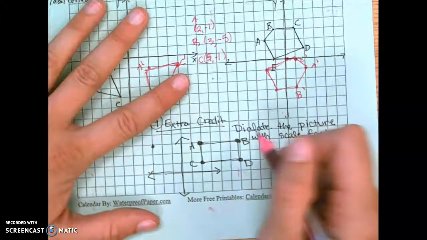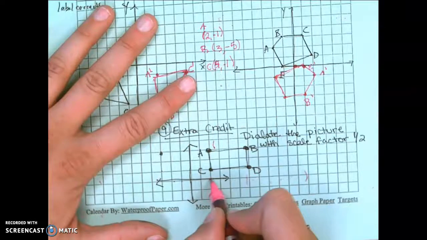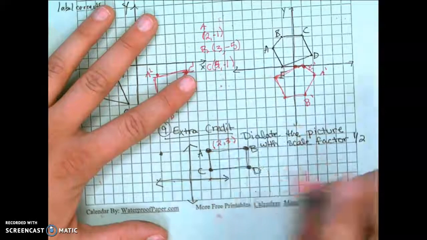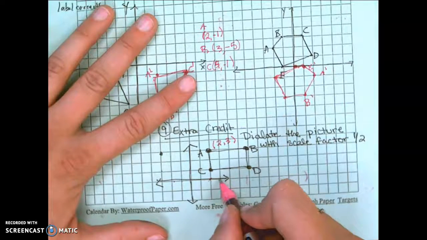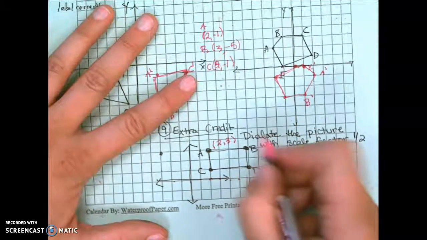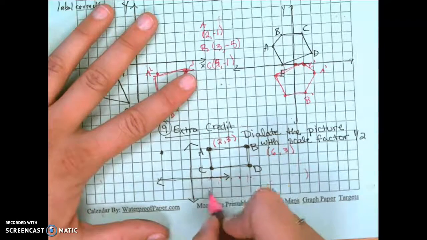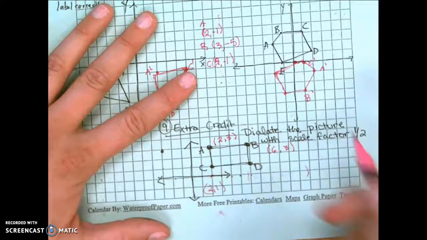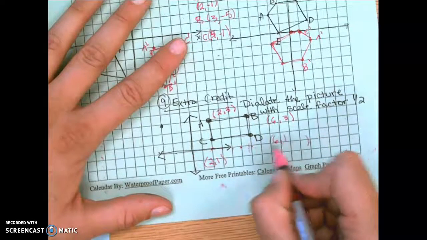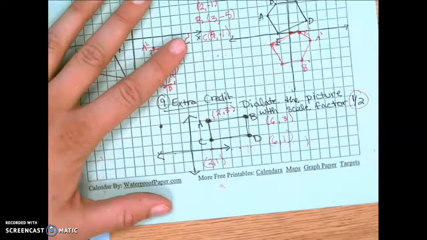So, first things first, I gotta label all my points. So A is at 2, 3. B is at 6, 3. C is at 2, 1. And D is at 6, 1. So now all I have to do is multiply everything by 1/2.